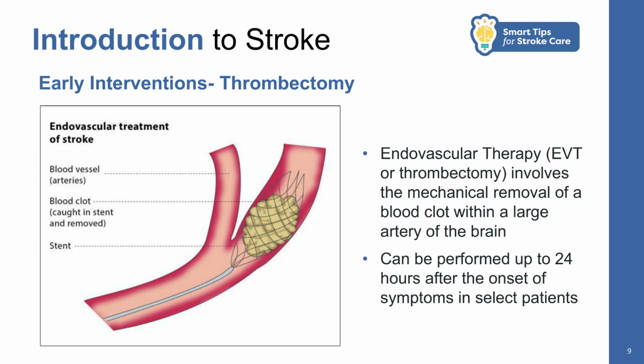Another early intervention for eligible ischemic strokes is thrombectomy. Endovascular therapy, or EVT, involves the mechanical removal of a blood clot within a large artery of the brain. This procedure can be performed up to 24 hours after the onset of symptoms in select patients.